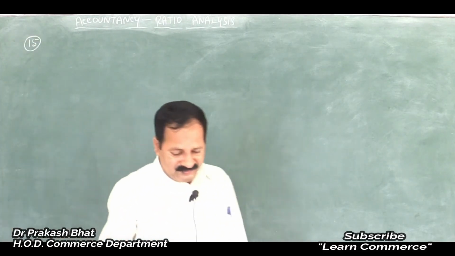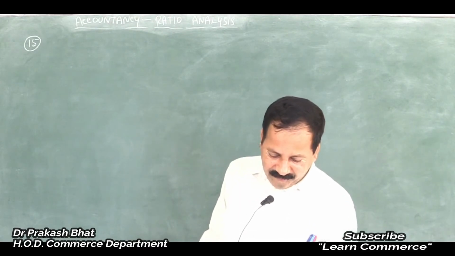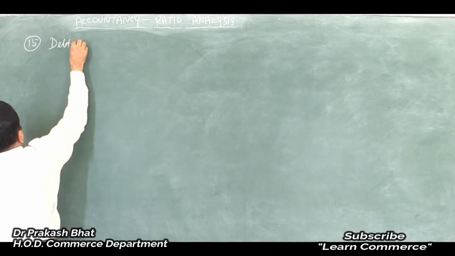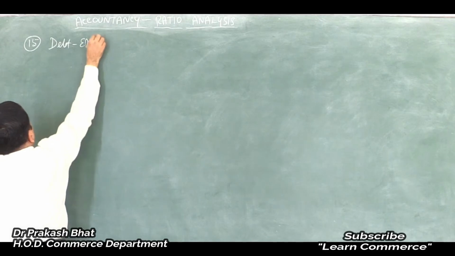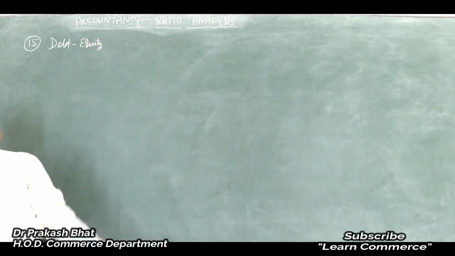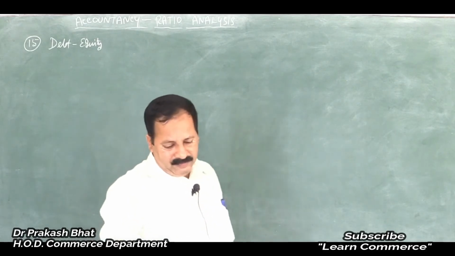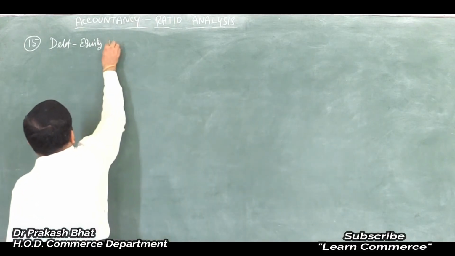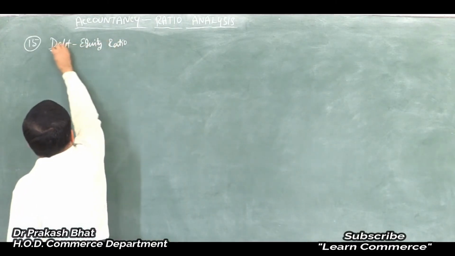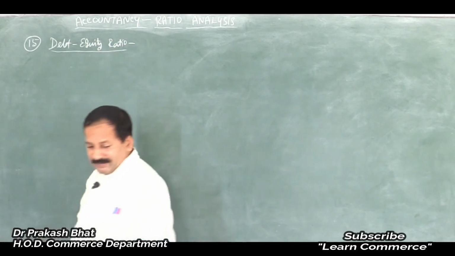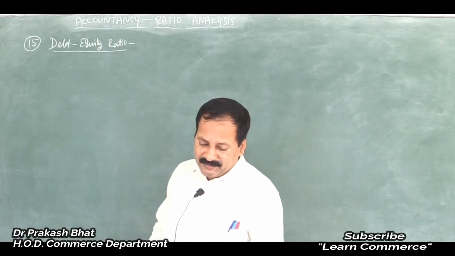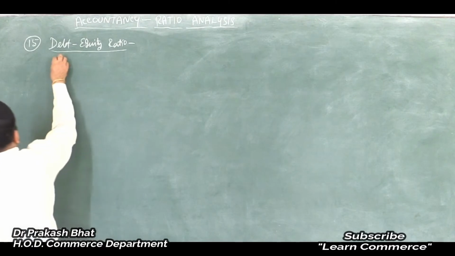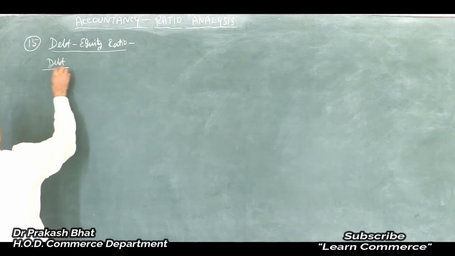The first ratio they asked was to calculate the debt to equity ratio. We have already solved the debt equity ratio in our previous class. So I'll write the formula first. What is the formula for debt equity ratio? Debt divided by equity, isn't it?